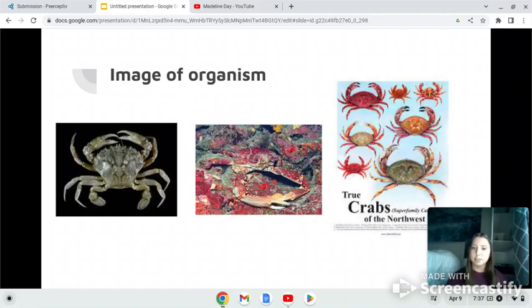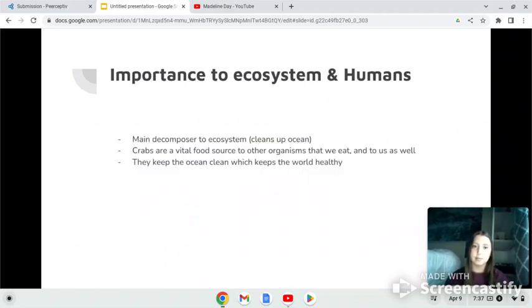And then here's images of the organisms. These are all just of true crabs, not hermit crabs or anything like that. On the very left, just a crab, and then the middle one's a crab on a coral reef underwater. And then the one on the very right is different species of crabs.